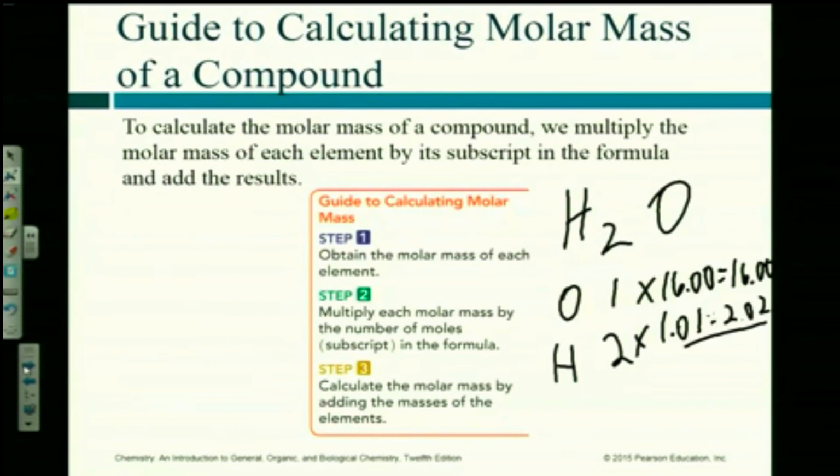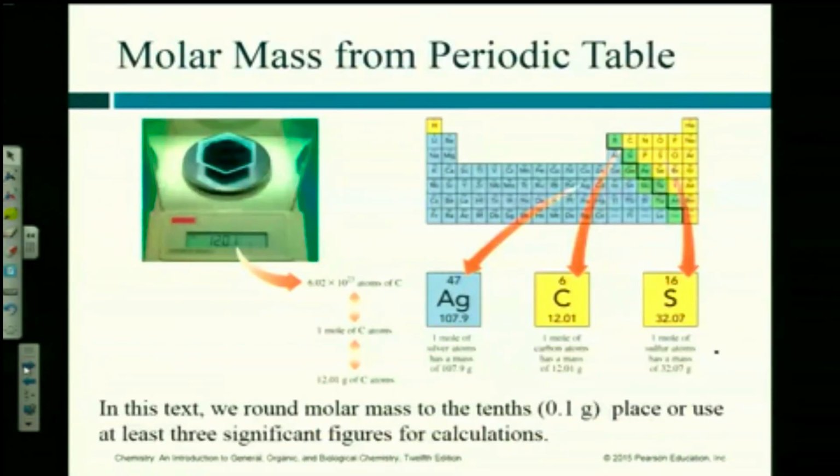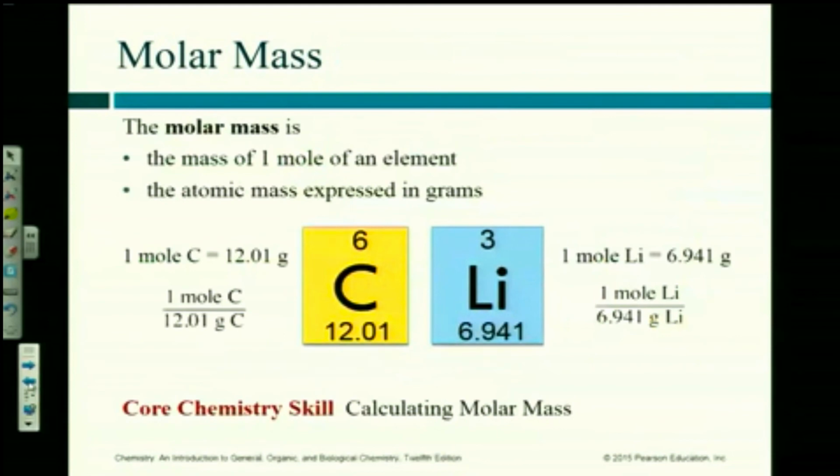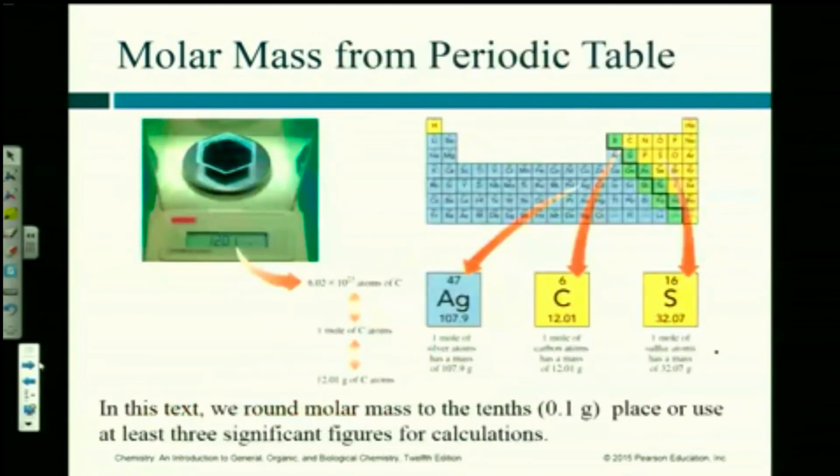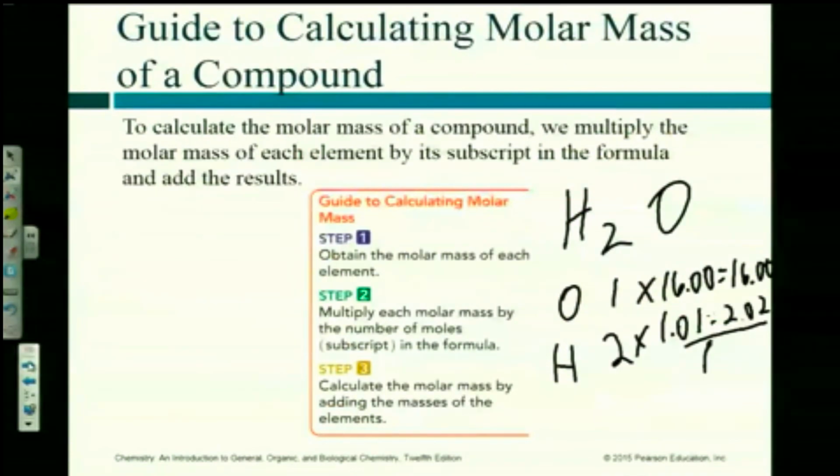Then I add them together. 18.02. The units would be grams per mole. Okay? Does everybody see how I did that? There's 2 hydrogens and 1 oxygen. Multiply them by the mass on the periodic table, then add them all together. We're going to do a couple more, I promise. Okay? And the unit at the end, if you were asked for the molar mass, would be grams per mole. That's what the mass of 1 mole would be.